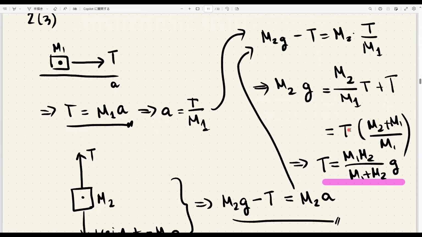And now we are in a good position to isolate T. So we just multiply both sides by M1 over M2 plus M1. And so this becomes M2G times M1, all over M1 plus M2. So this is the tension in the rope. And you'll notice that this is just like the acceleration due to gravity times some mass. This is kind of the mass of your system, the equivalent mass of your system. That's M1 M2 all over M1 plus M2.